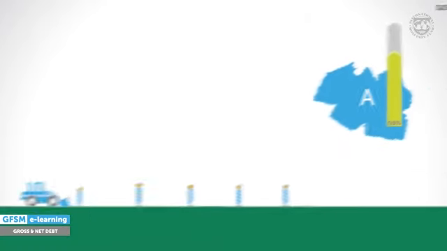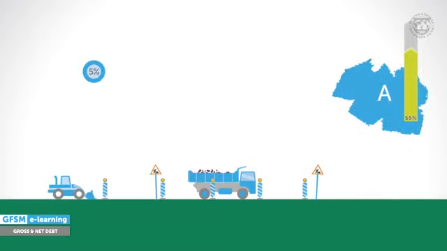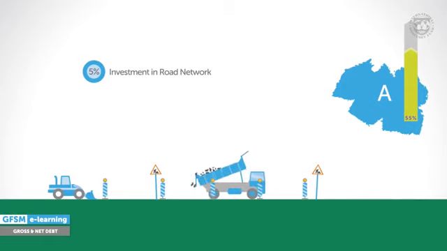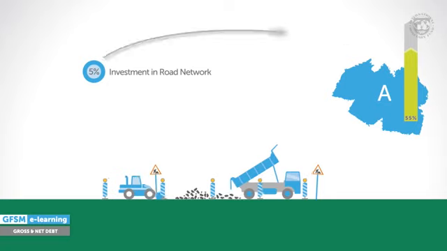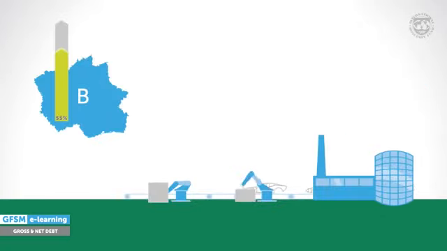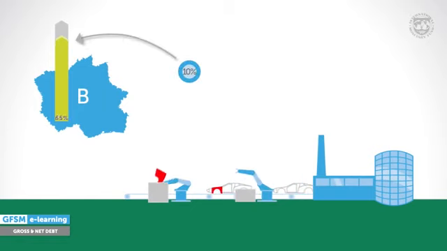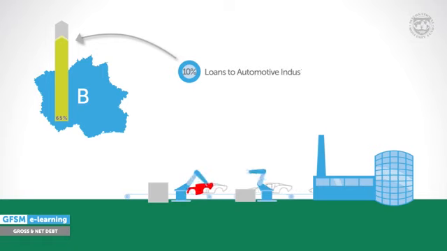Now, the government in country A borrows an additional 5% of GDP to invest in its road network, which urgently needs to be improved. Its debt is increased to 60% of GDP. The government in country B borrows even more money and increases its debt to 65% of GDP. With this, it provides loans to its automotive industry. Even though the industry is in good shape, it uses these loans to invest heavily in energy-efficient cars.